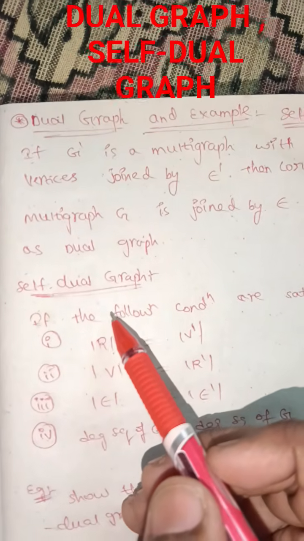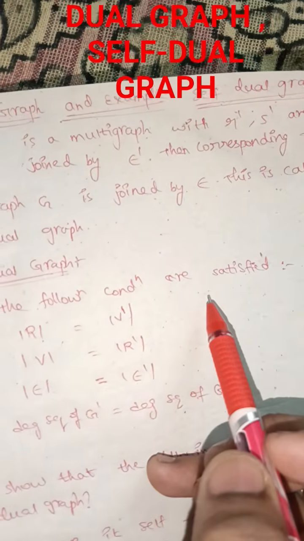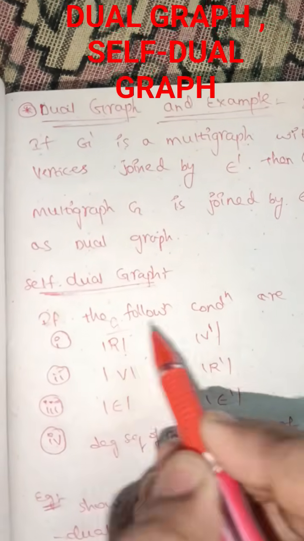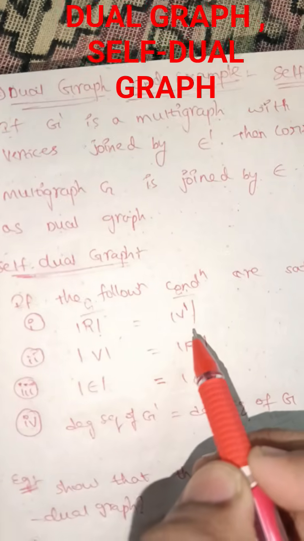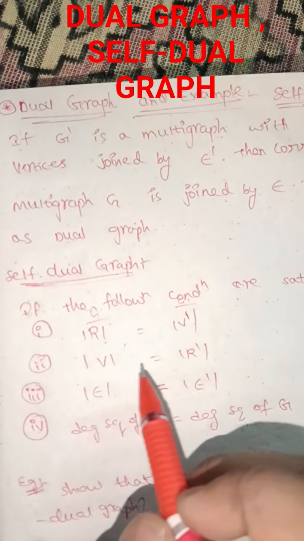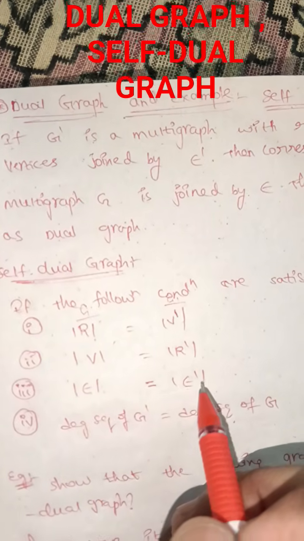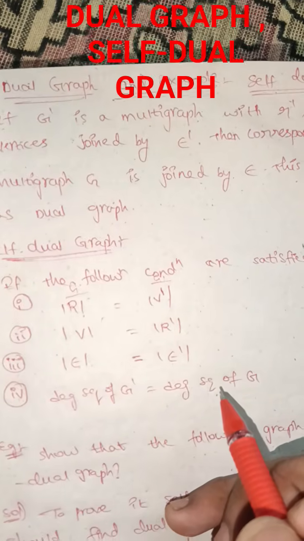And we will call that dual graph a self-dual graph if the following conditions are satisfied. Those are the number of regions: these are in G and these are in G dash. The number of regions in G is equal to the number of vertices in G dash. Likewise, vertices in G is equal to regions in G dash, and edges in G is equal to edges in G dash, and the degree sequence of G dash is equal to the degree sequence of G.